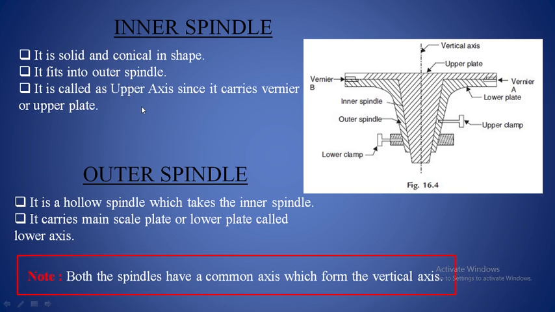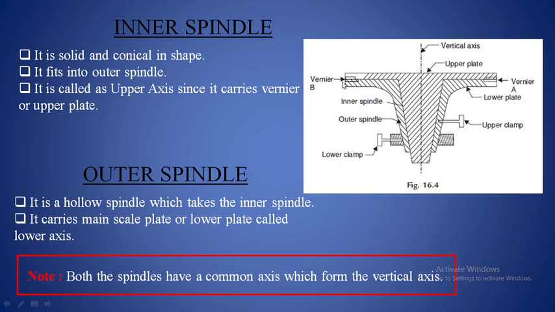The next one is spindles. There are two spindles attached to each other. One is the inner spindle and the other is the outer spindle. The inner spindle is completely solid and it is encased inside the outer spindle, which is hollow in nature. In between these two there will be the main scale and vernier scale.